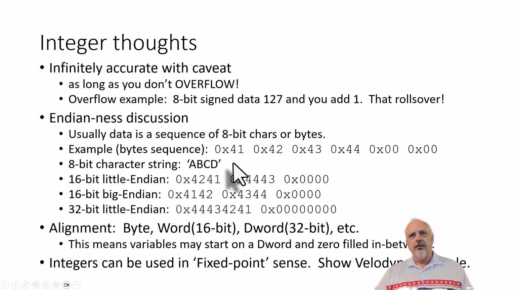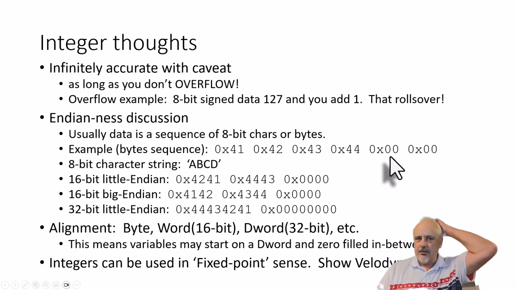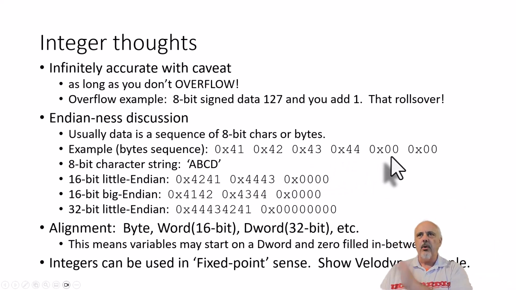So if I were to give you this sequence, and if you're like me and you remember that 41 hex is a capital A, that means this is the B, that's a C, that's a D. So I've got a sequence of characters: capital A, B, C, D. And typically when you have a string, you'll want to put a 0 at the end, which means that's the end of the string. So I just have a sequence of 4 characters, A, B, C, D.